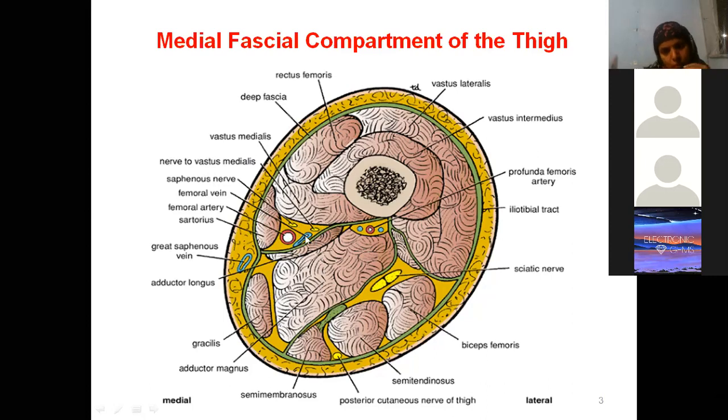What is the superficial vein we see just below the fascia lata, one long vein? Hema? Great saphenous vein. Yes, very good. Chavi, the profunda femoris artery is a branch of which artery, beta?